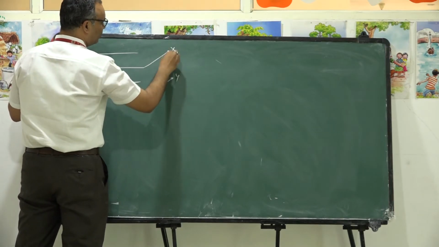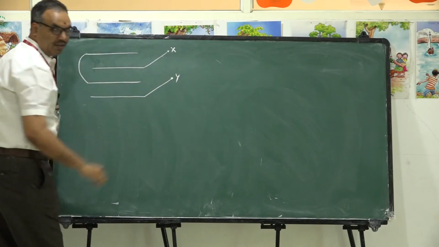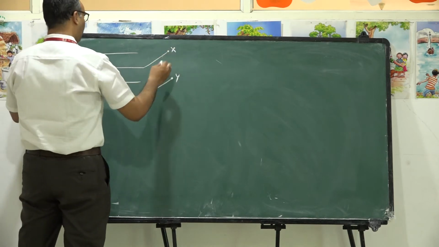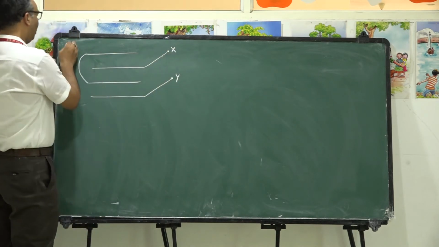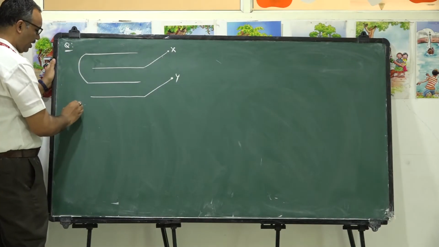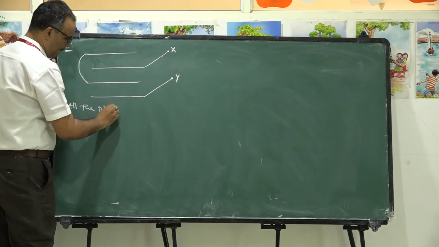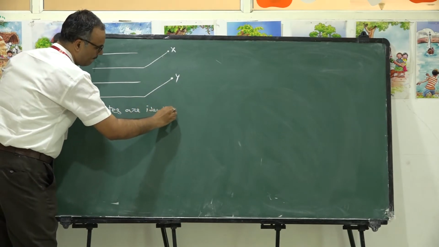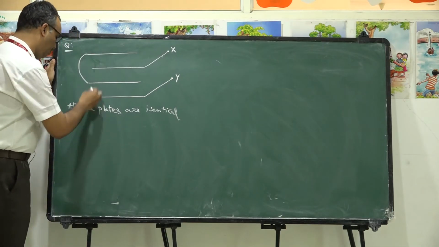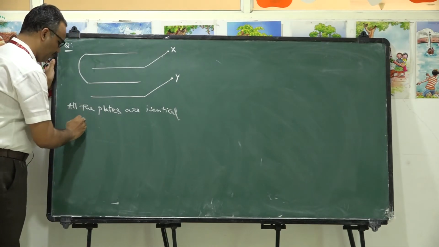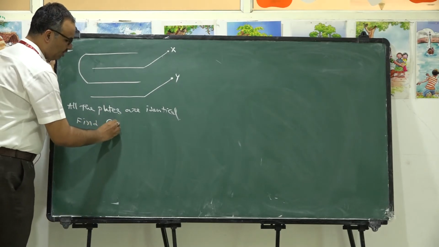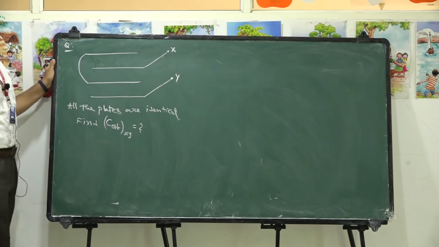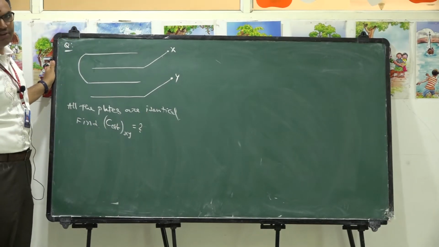These terminals are given names X and Y. All the plates are identical. The question is like this: all the plates are identical. Find the effective capacitance between the terminals X comma Y.